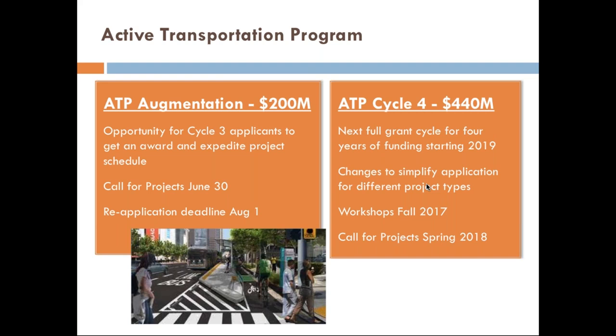And then the next full open call for projects for ATP will come next year, and that will be for 4 years of funding, including the SB1 funds and the existing funds under ATP. So it'll be about a $440 million call for projects, and that grant cycle will come with some changes to the process. We're working now with the CPC and Caltrans to try to simplify applications for some of the project types. So it should hopefully be a slightly simpler process next year. The workshops to develop the guidelines for cycle four will be underway this fall, and we anticipate the call for projects being released in spring of 2018.